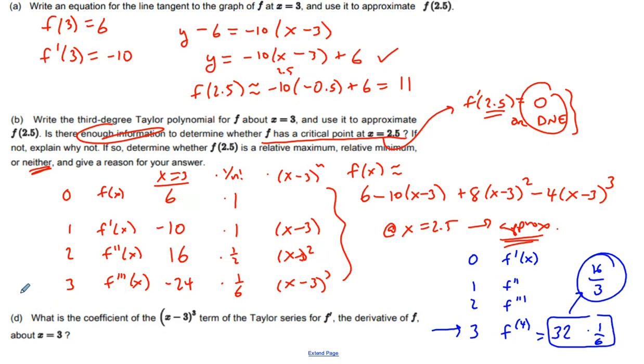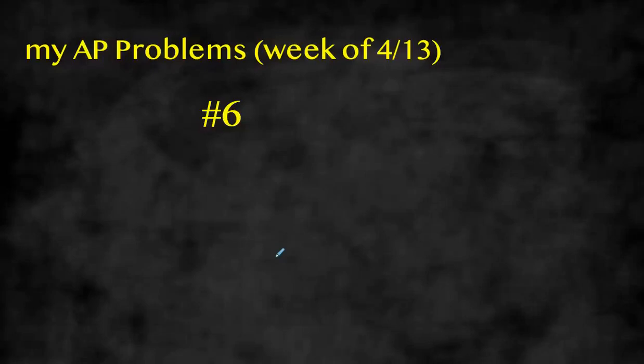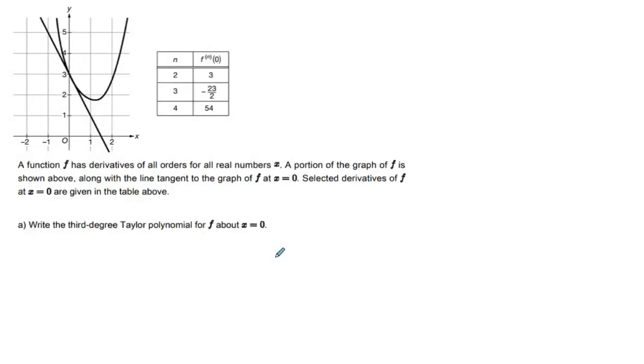Part C was a skip. It's not a topic that we needed to know this year. So that brings us to problem number 6. And in problem number 6, they give us a chart and they give us a graph. And again, we're looking for Taylor series questions.